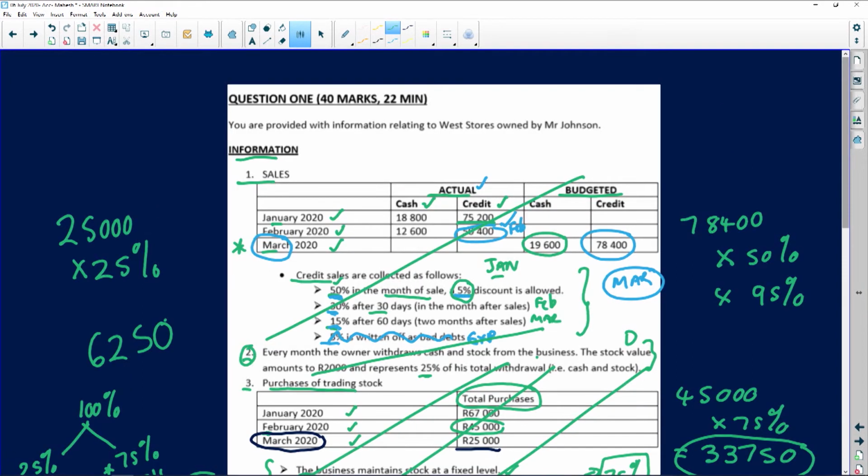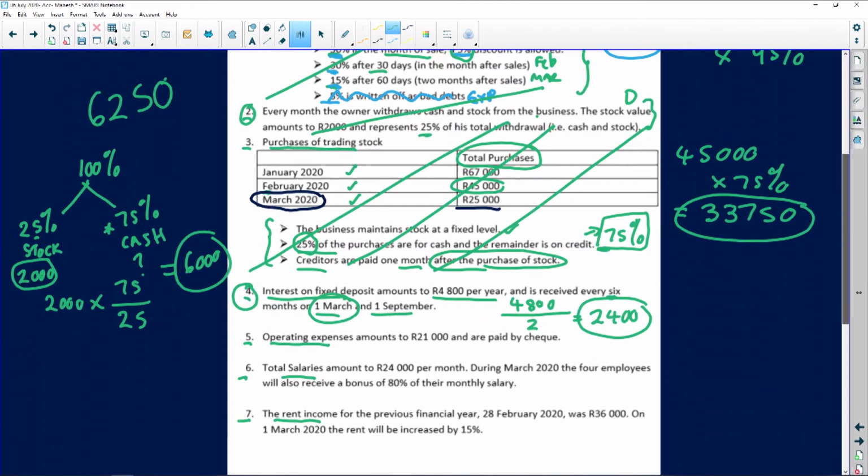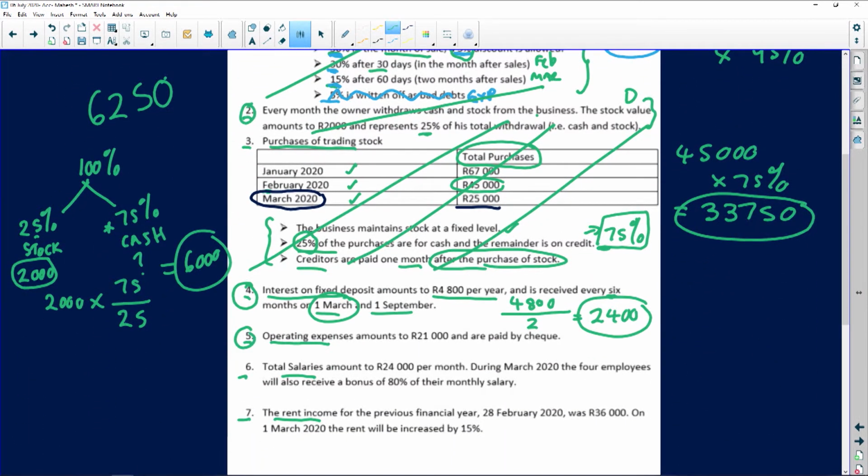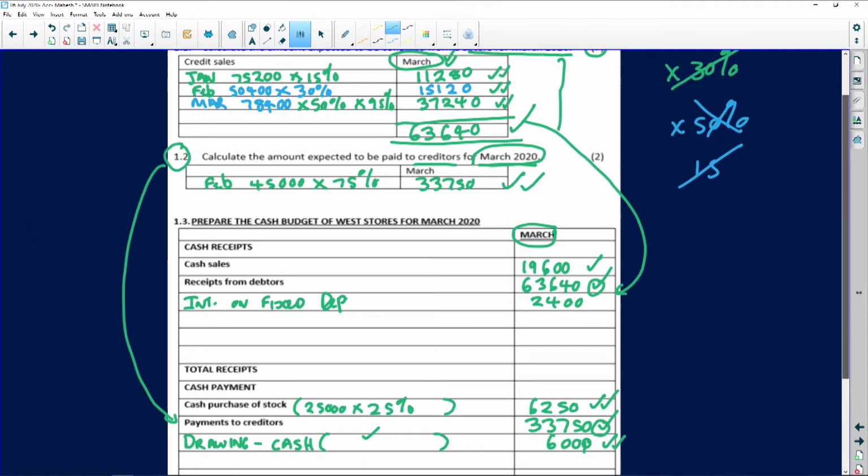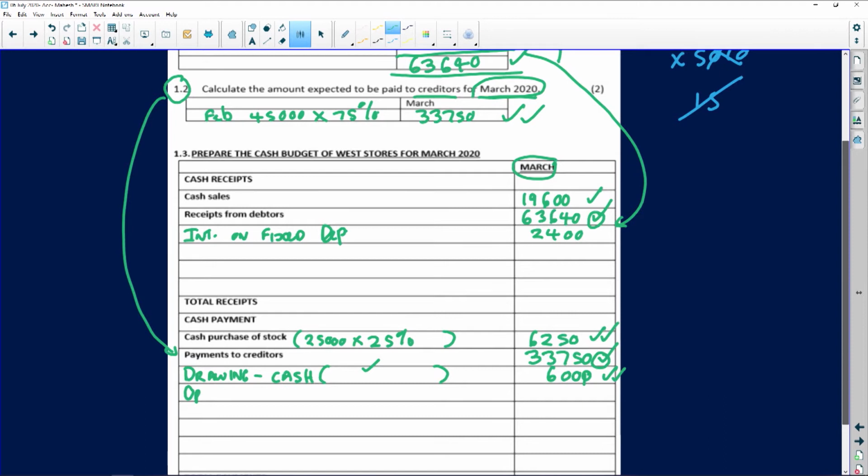Okay. Right, so let's move on. Interest sorted. Let's now look at information 5. Operating expenses amount to 21,000 and are paid by cheque. Nothing for me to calculate, so clearly this is a monthly payment. If I go to the month of March, operating expenses paid, an amount of 21,000, and that would probably be 1 mark because there's obviously no calculation.